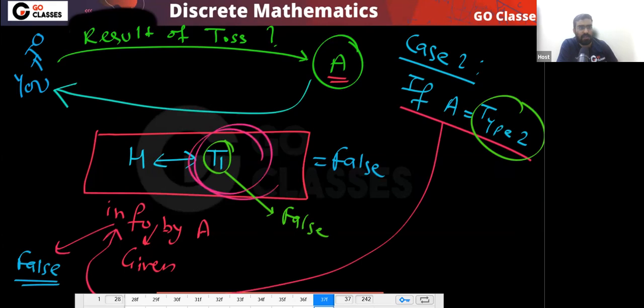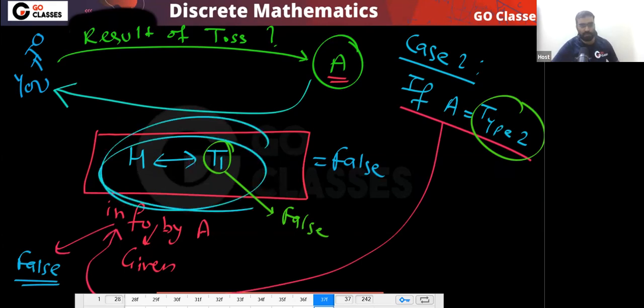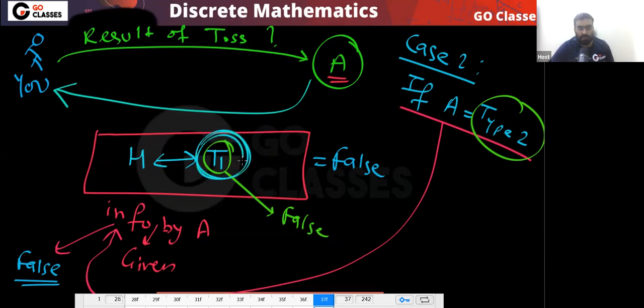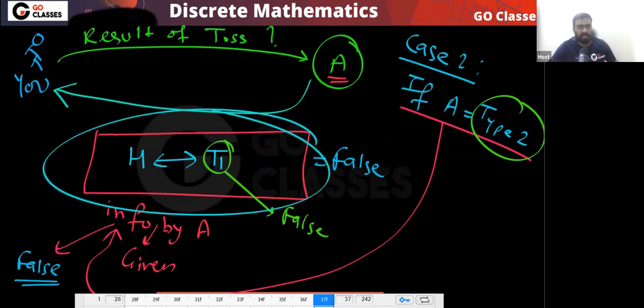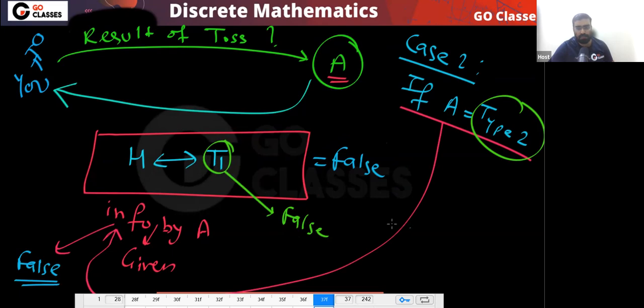If H is false, then this whole thing will be true. But the whole thing is false. So H must be true. What is H? H is result is head. So result is head is true.